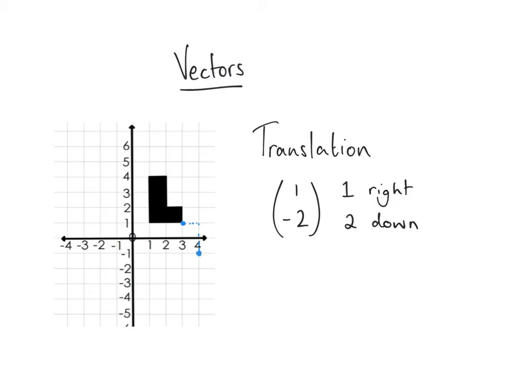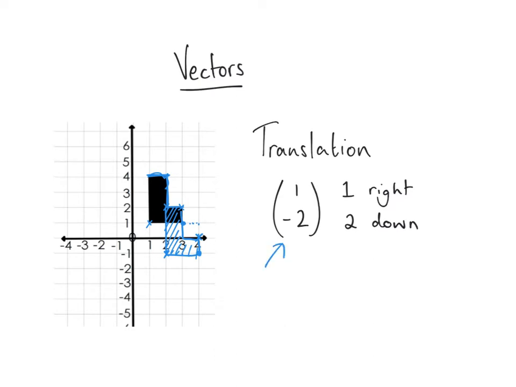So that point moves to there. That point moves to there. This point moves 1 right and 2 down to there. This point moves 1 right and 2 down. And that point moves 1 right and 2 down. So it ends up looking like this, though it's hard to see where everything moved to. And if you look at every point, every single point has moved 1 across, 1 right, and 2 down. And that's what a vector does. So if you have a translation, it will give you this thing called the vector.